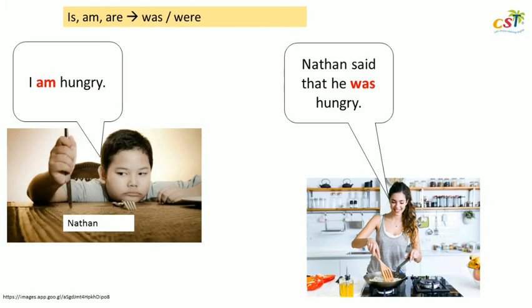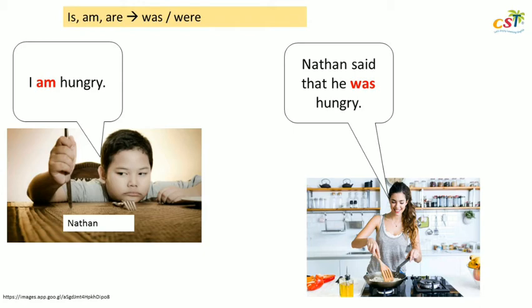How if the sentence has is, am, or are? Yes, you only have to change to be was or were. Is and am change to be was. For are, you change to be were. Alright, for the example, that boy, Nathan, says, I'm hungry. Use am.